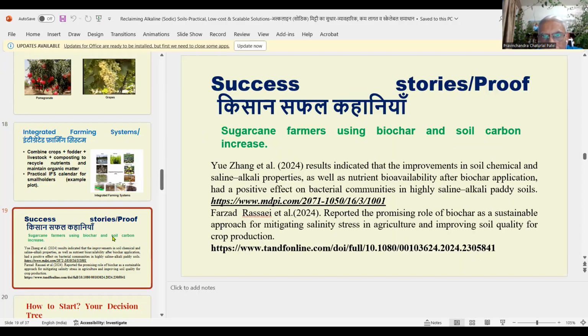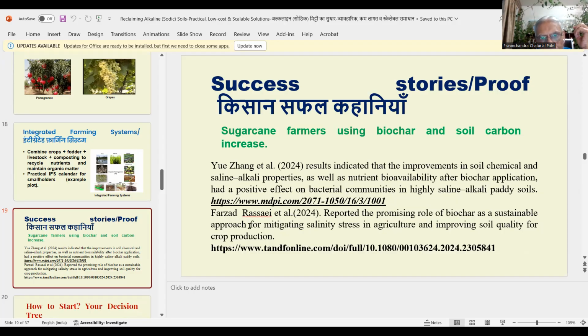Success story: sugarcane farmer using biochar and soil carbon increase. Ujum and coworkers 2024 indicated that improvement in soil chemical and saline-alkali properties, as well as nutrient bioavailability after biochar application, had a positive effect on the bacterial community in highly saline-alkali paddy soil. So it is a reference.